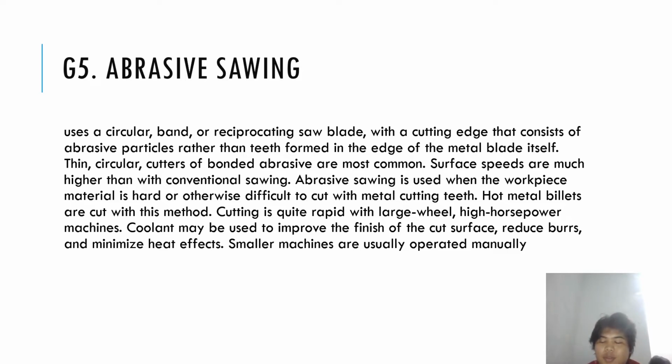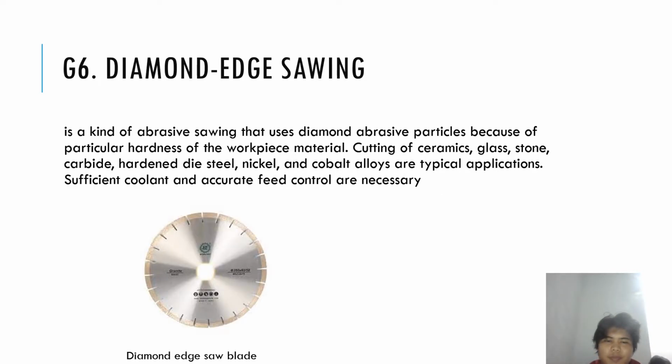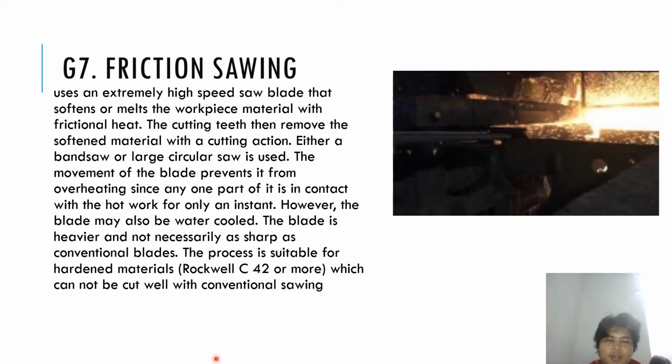So abrasive sawing is usually just like the normal blade, but the edge uses abrasive powder or material. Like this is the example, a diamond edge saw, but on the outer part it is using abrasive. It's just something like that. And friction sawing is like the first one, but because the material is more hardened, like Rockwell C42 or more, it needs to be softened or preheated.